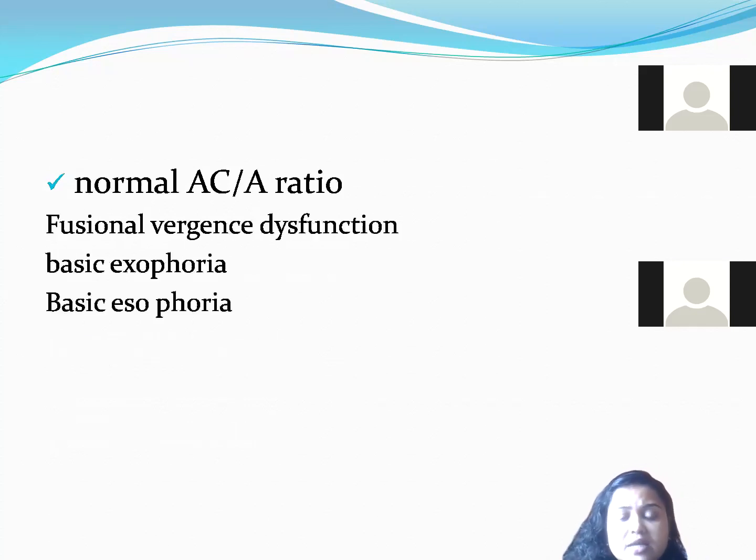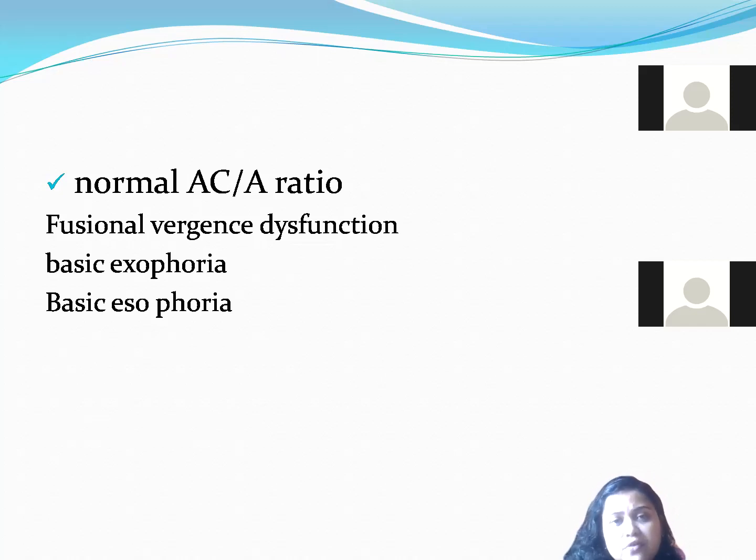So the AC/A ratio gives us a very clear-cut idea about what kind of dysfunction it can be. Another thing, we can also get a normal AC/A ratio, anything between 4 to 7:1. In which cases do we get a normal AC/A ratio? We get it in fusional vergence dysfunction, which I'll discuss later, and also in basic exophoria and basic esophoria.